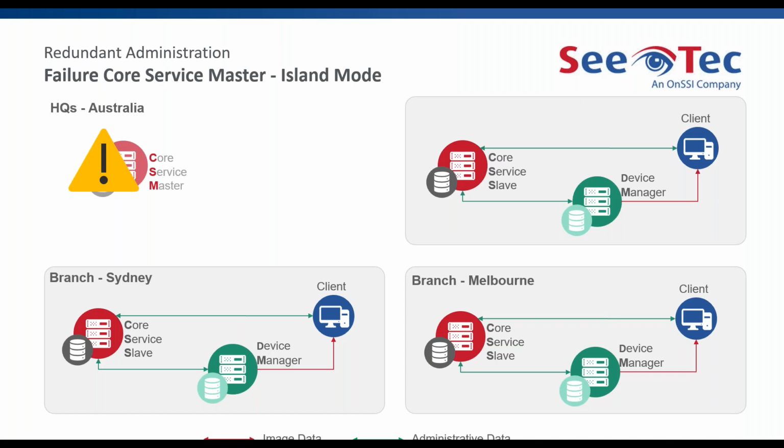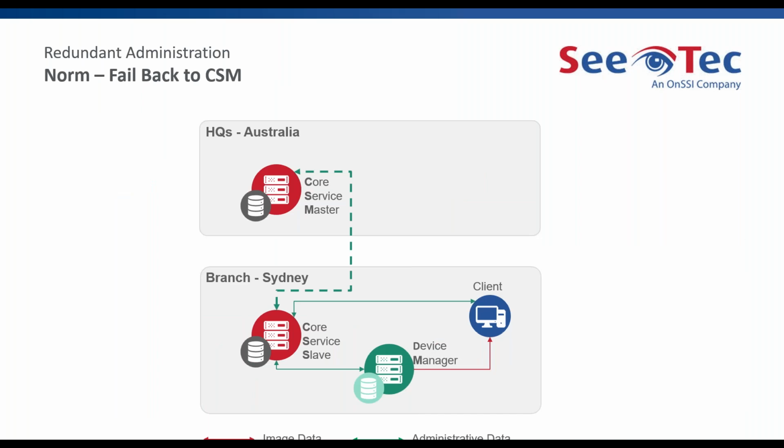Basically, they're all standalone. The CSSs at each site will then work with the respective DMs. The data for the images for the cameras are all on the local device managers, and the live images for the cameras are also fed directly from your client. So for all intents and purposes, it's still operational is what's going on there. But again, we can have other scenarios that happen in the situation.